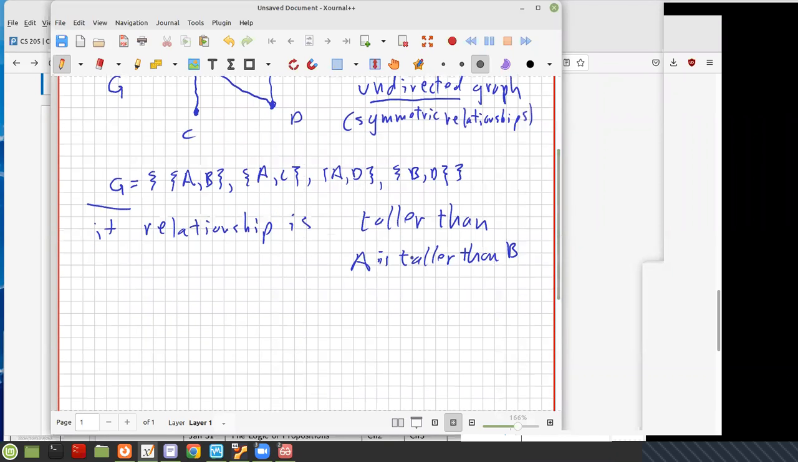Okay, so let's say that in this case, we might have a different form in which we might have a graph like this.